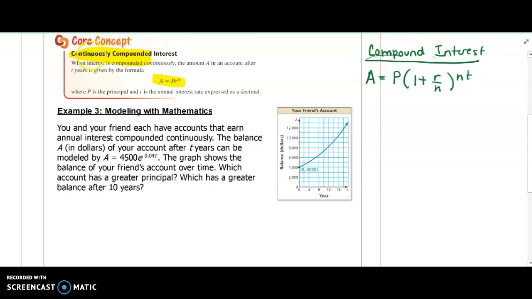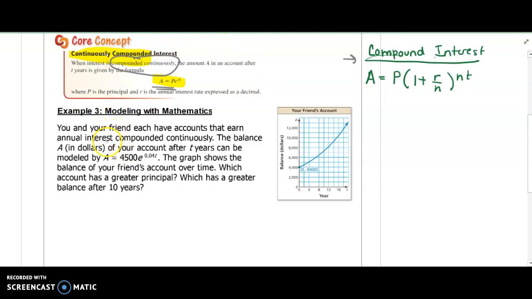This one is continuously compounded. So in order to use this, it has to say somewhere in the word problem that it's compounded continuously, okay? That's how you know when to use this and when to use this. If it's compound interest, it'll say it's compounded quarterly or annually or semi-annually, okay? This one will say compounded continuously on it. So that's how you know when to use these two things.